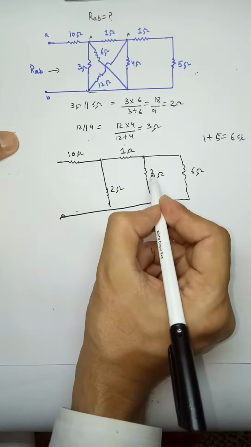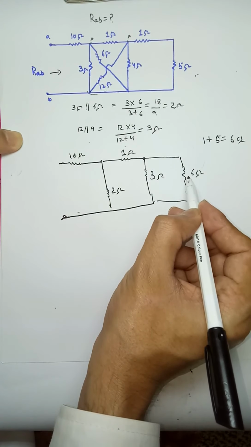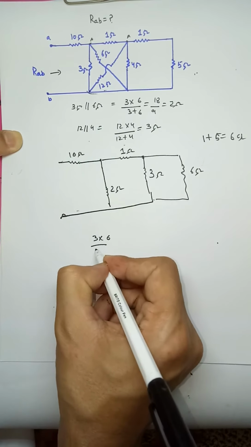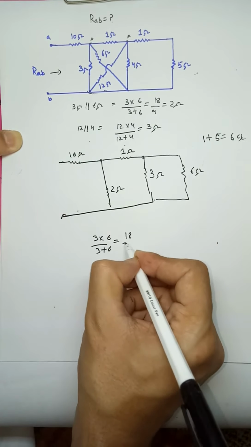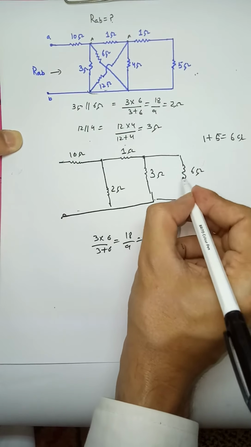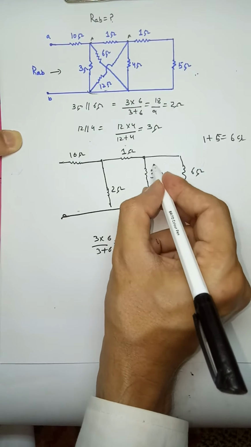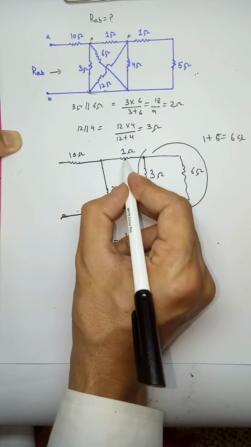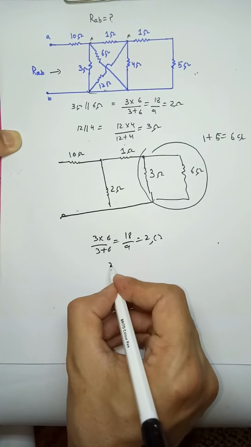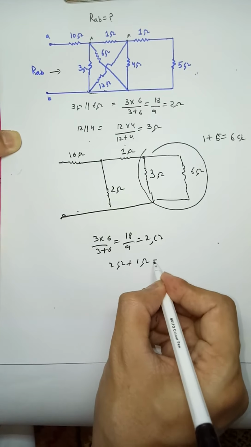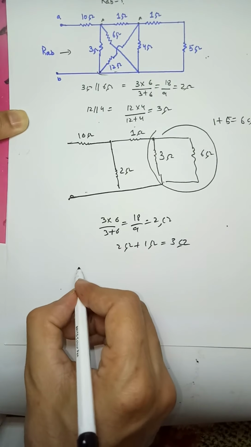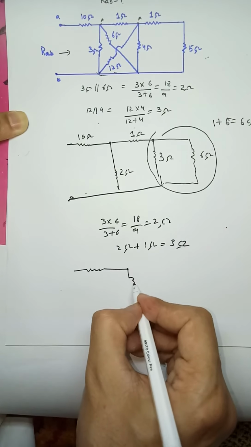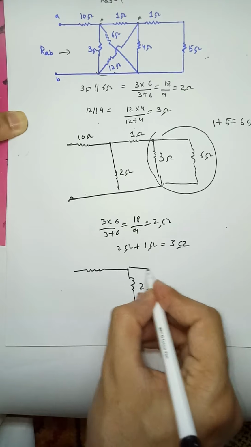Now again, as we know that 3 ohm is in parallel with 6 ohm, so 3 times 6 divided by 3 plus 6, 18 divided by 9, so you can get 2 ohm. So 2 ohm, and after getting 2 ohm for these two resistors, the 2 ohm is in series with 1 ohm, so 2 ohm plus 1 ohm, 3 ohm, so you can get the reduced form like this: 2 ohm and 3 ohm.